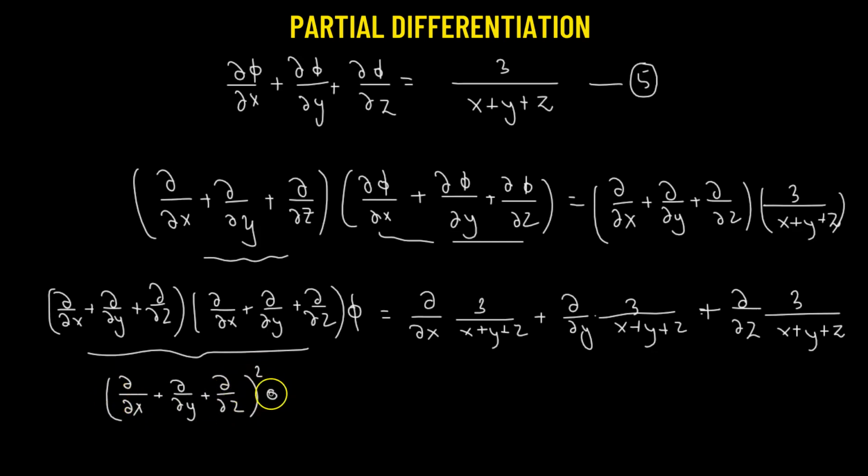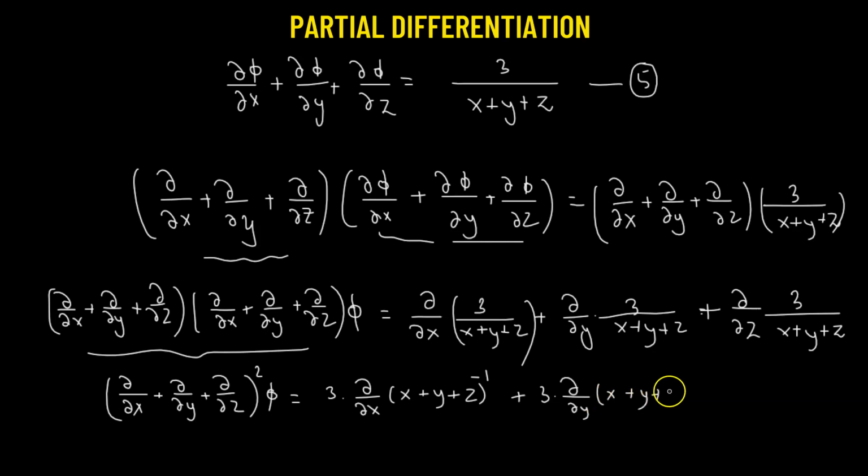So this is operating on the function phi, which will be equal to, now we'll have to apply the partial derivative with respect to x on 3 over x plus y plus z. So this can also be expressed as 3 times, so here 3 is a constant, so we have partial with respect to x of x plus y plus z raised to the power of -1, plus 3 times partial with respect to y of x plus y plus z raised to the power of -1, plus 3 times partial with respect to z of x plus y plus z raised to the power of -1.